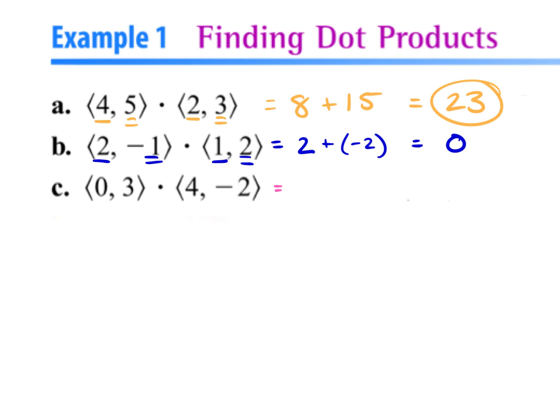Let's do it again for C. The first times the first, 0 times 4 is 0. Plus the second times the second, 3 times negative 2, negative 6. 0 plus negative 6, negative 6. Awesome.